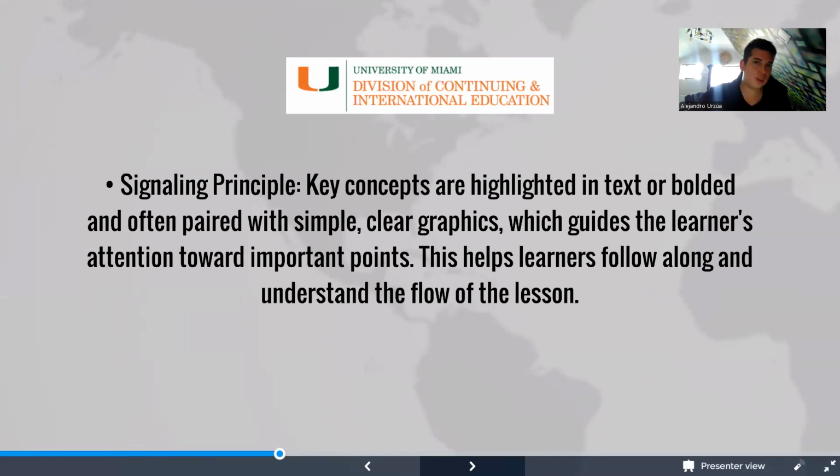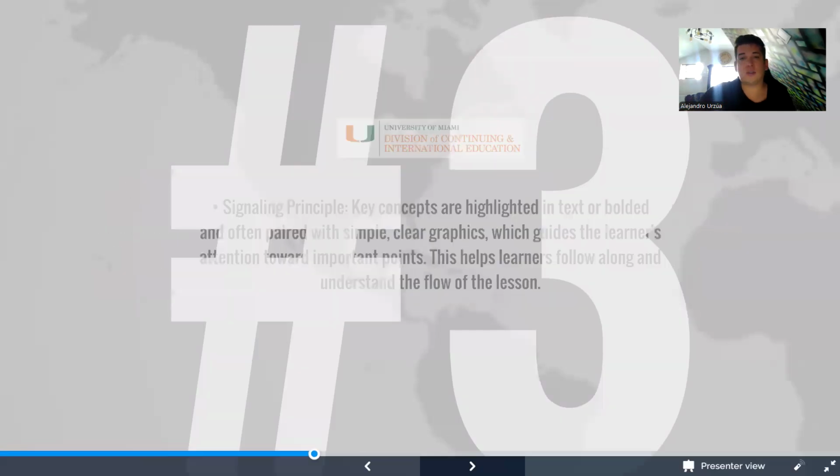The last one that I would like to highlight, because it's useful, is the signaling principle. That means the key concepts are highlighted in text and often paired with simple, clear graphics, which guide the learner's attention toward important points. We already mentioned that before. This also helps learners follow along with the ideas and understand the things discussed in the lesson.